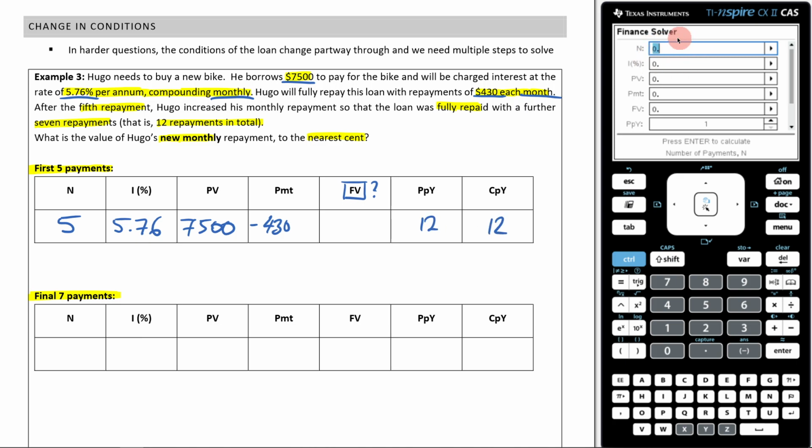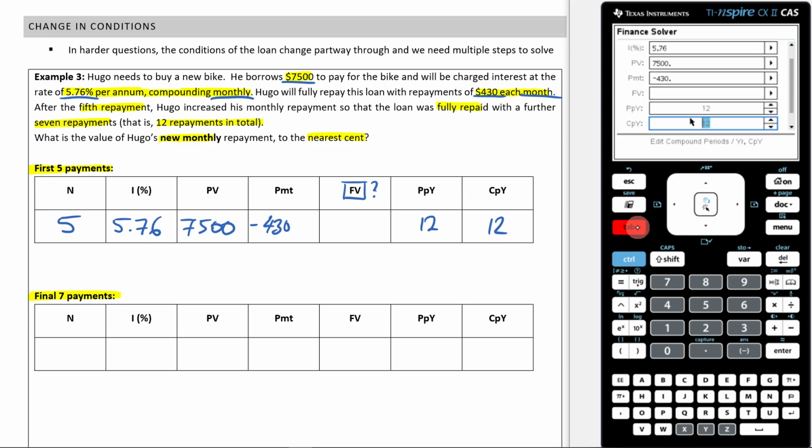Then you come to your finance solver and you pop all of this information in. So it's going to be 5, it's going to be 5.76, then it's going to be 7,500, then it's going to be negative 430, then it's going to be, now this I don't know, so I just get rid of it. I put nothing there. 12, 12, 12, 12, then I come back around, I put my cursor here and I hit enter, and it's going to give me my answer.